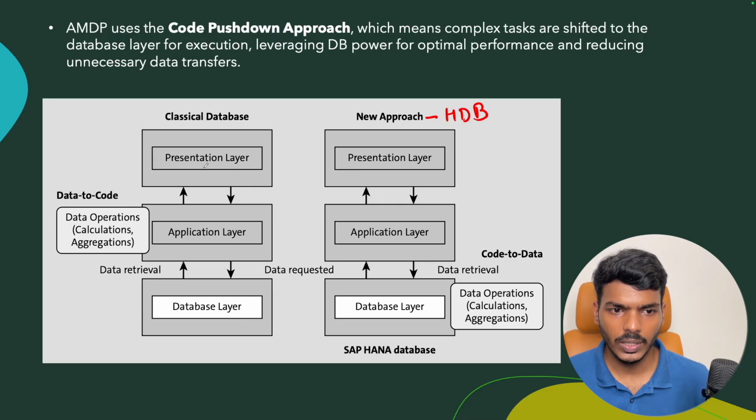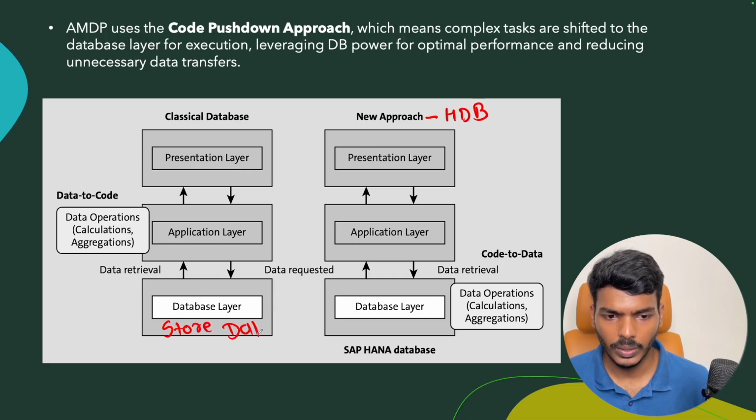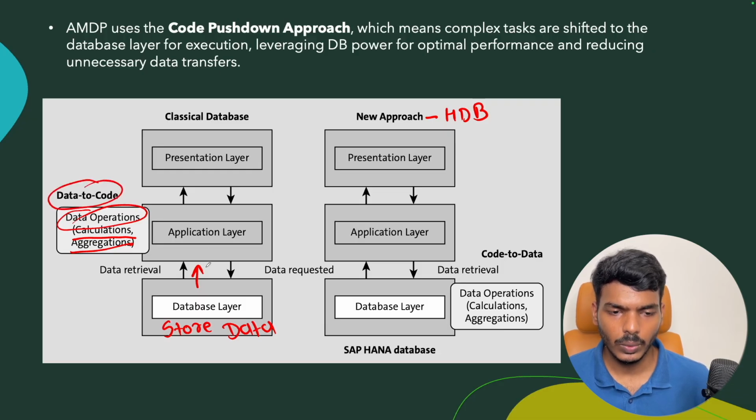As usual, we have 3-tier architecture: presentation layer, application layer, and database layer. In this case, the database layer is only used to store the data. It cannot perform any kind of calculation or any operation. We transfer the data to the application layer to perform calculation, aggregation, all kinds of data operations. So it is called data to code because we are giving data to the application layer where we perform our operations.